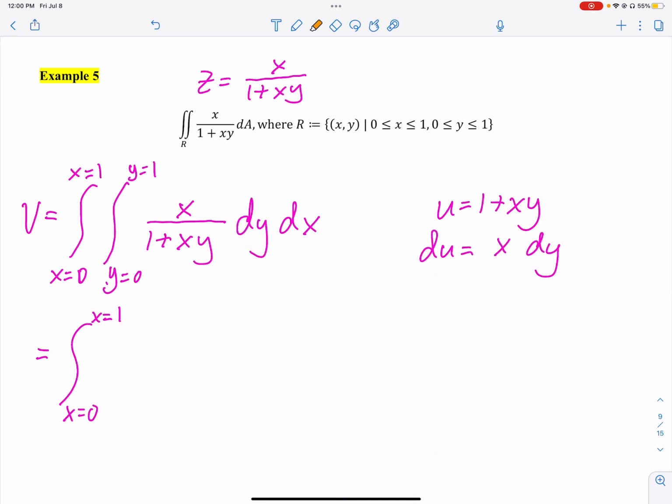All right, so we do this u sub, and I need to write these bounds. Let's go ahead and change our bounds. We have y equals 0, so if I plug a 0 in here, I get u equals 1. If I plug a 1 in there, I get u equals 1 plus x. That's totally fine. Then I got 1 over u du, dx.